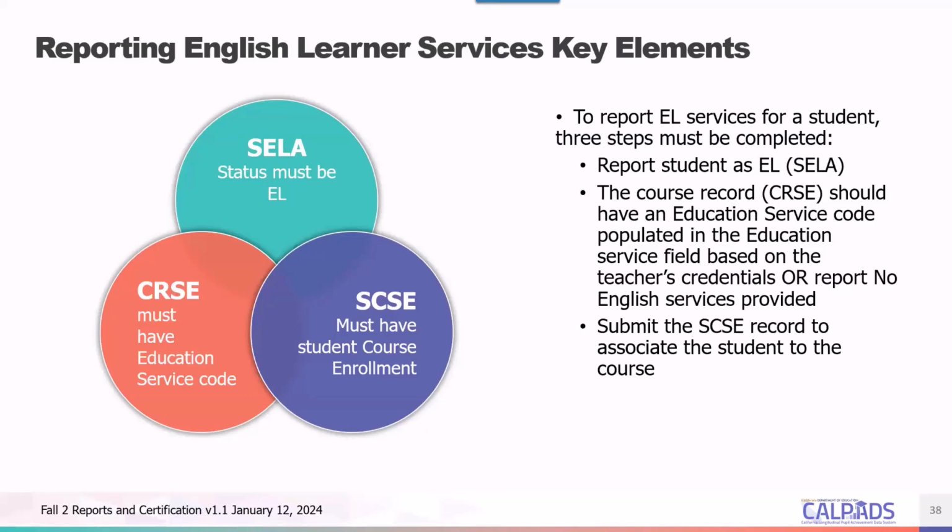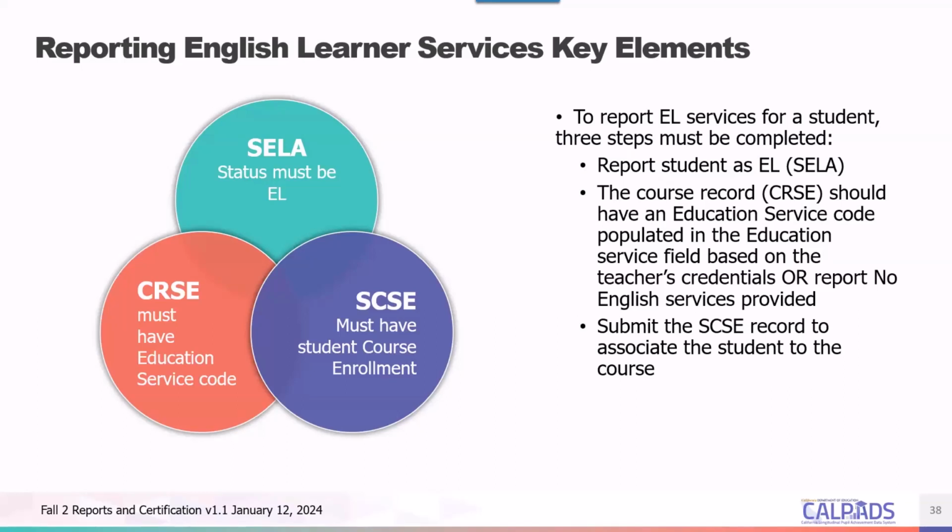EL services require that first you have an EL student enrolled in the class. So that student had to be EL on census day. If a student was a TBD and determined to be EL in December, that student is not being counted. Again, this is Fall 2, so we're looking back to census day. The course record has to have the service identified.